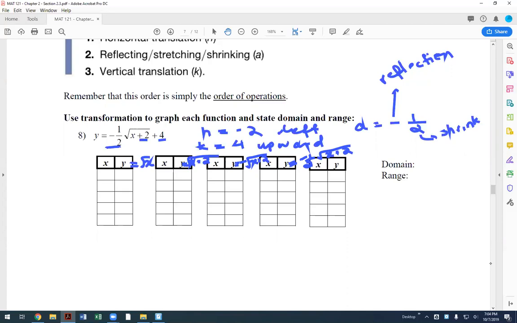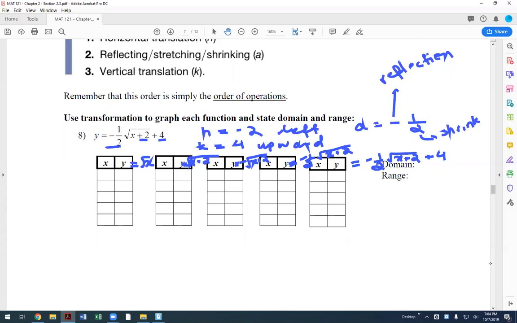shrinking. So base function, square root of x, then the horizontal movement, square root of x plus 2, then the reflection, so just putting a negative in front of the square root of x plus 2. Then we're doing the shrinking, so that's -1/2 square root of x plus 2, and of course this last one will be for the entire. So this will be -1/2 square root of x plus 2, and then our vertical comes at the very end, so that's the +4 at the end.